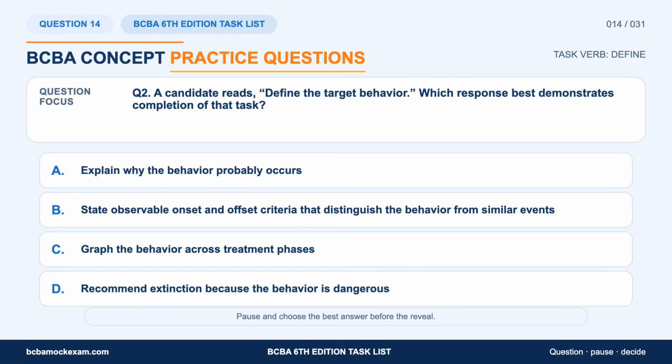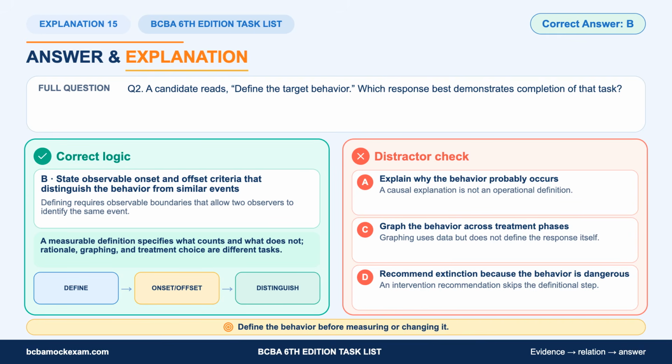Hold the labels for a moment. Match the evidence to the options. The strongest answer is B. State observable onset and offset criteria that distinguish the behavior from similar events. Defining requires observable boundaries that allow two observers to identify the same event. A measurable definition specifies what counts and what is not.